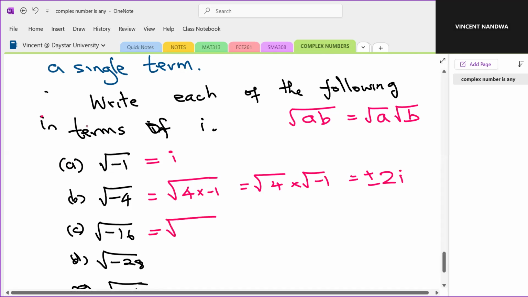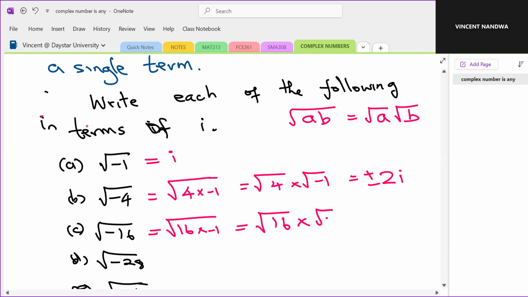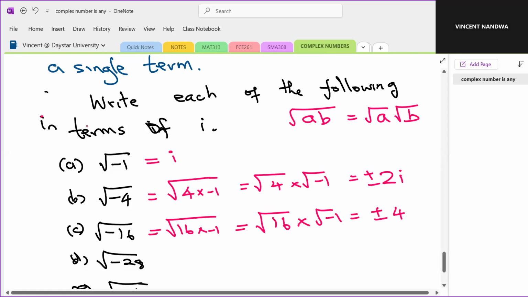Similarly, this we write as 16 times -1. Then using this property, we'll have square root of 16 times square root of -1. And the square root of 16 is plus or minus 4. Square root of -1 is I. So root -16 is the same as plus or minus 4I.